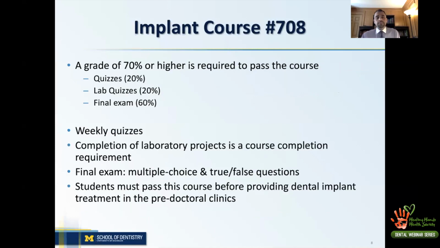The course has a requirement: students need to get a grade of 70% or higher to pass. Most of the professional schools at the University of Michigan require a 70% grade to pass a course. They have weekly quizzes on material from lectures and from the labs, and then there is a final exam at the end of the course.